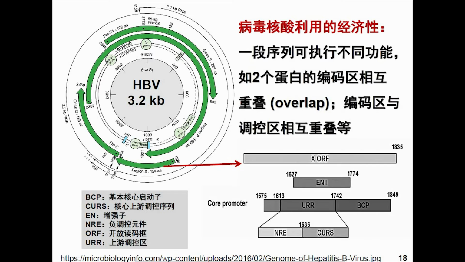Next one is, do you remember in the previous property we learned that the viral genome is economical? Meaning, for example, the same sequence can have different functions. For example, when 2 proteins are overlapped, then it can work as a coding area and a regulation area, both. That is called economical. This is an SBB virus.